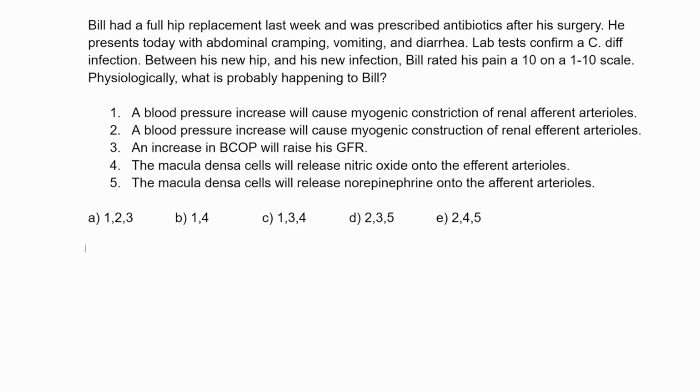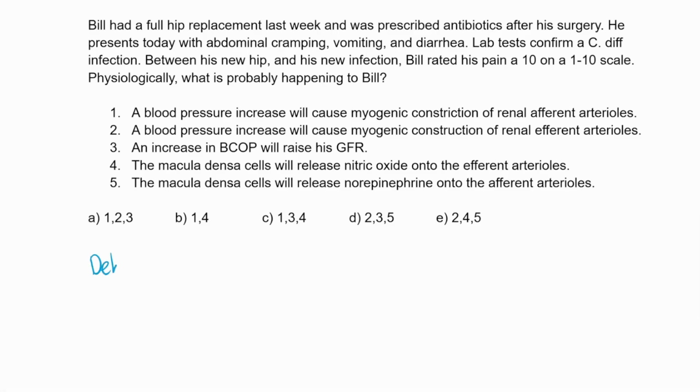Alright, let's go through this. Bill had a full hip replacement last week and was prescribed antibiotics. Those killed off the competition in his gut, and now he has a raging C. diff infection, including cramping, vomiting, and diarrhea. Also to note is that he has intense pain. The vomiting and diarrhea will cause dehydration.